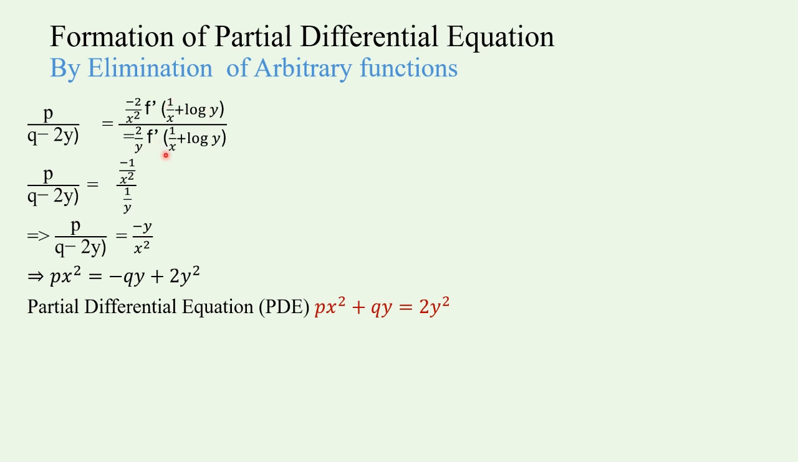This term and this term get cancelled. 2 and 2 get cancelled. So we get p by q minus 2y is equal to minus 1 by x square divided by 1 by y. Now take this up and bring this down. So we get minus y is equal to x square. Cross multiplying, we get this. Bring this term to this side. So we get this expression, that is px square plus qy is equal to 2y square, and this is our required partial differential equation.